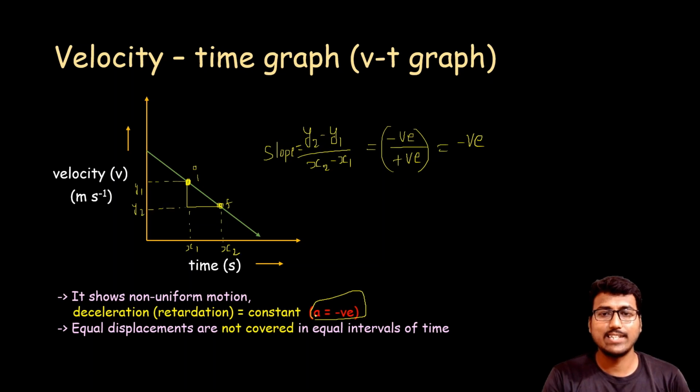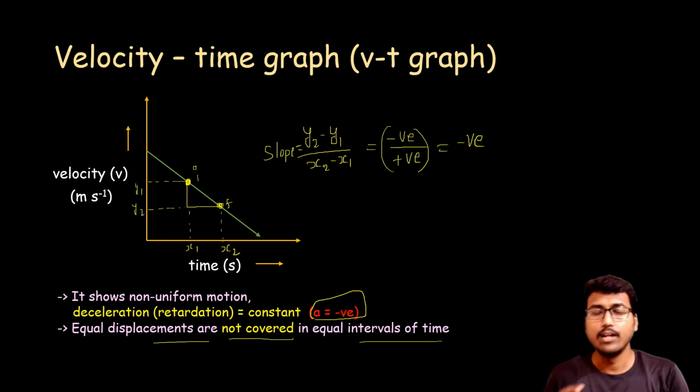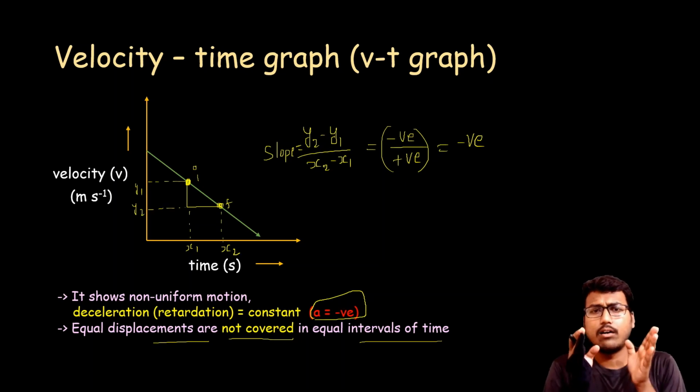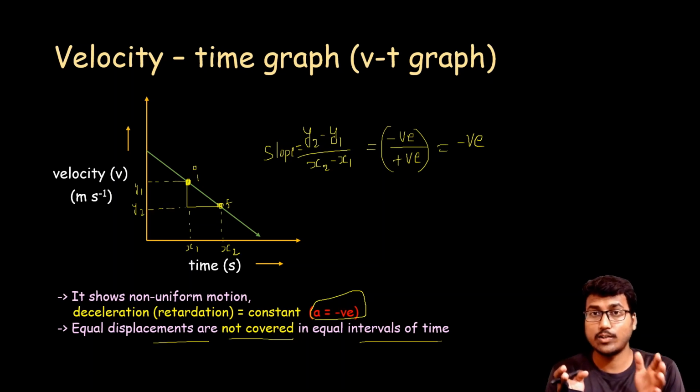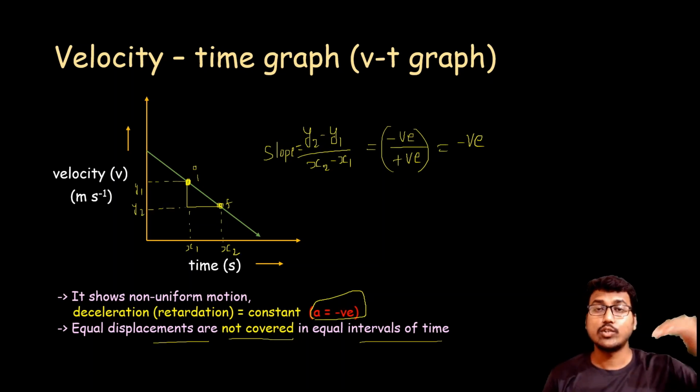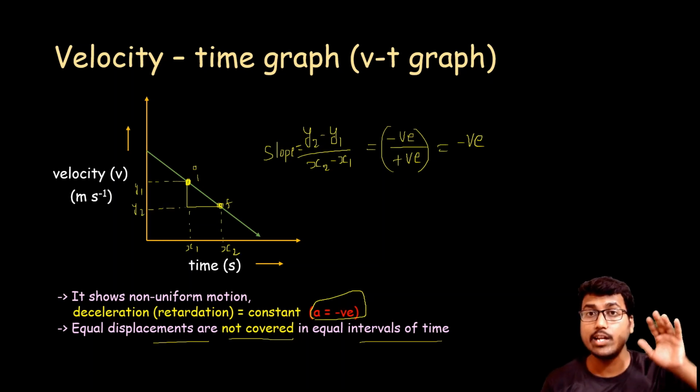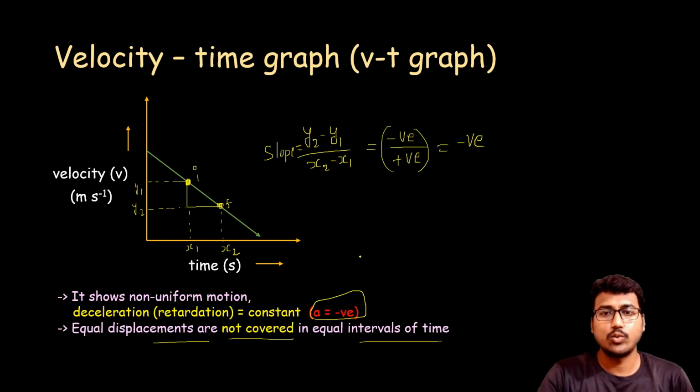Okay, so the acceleration is negative in this case. Equal displacements are not covered in equal intervals of time. So this one is also non-uniform motion because velocity is changing. If velocity increases or decreases, whatever, here the acceleration is not constant. It is retardation which is constant here. Acceleration is not constant now. It is retardation. So negative acceleration is happening, but equally it's happening. Okay, so it's having negative acceleration. So let's go to the next one now.